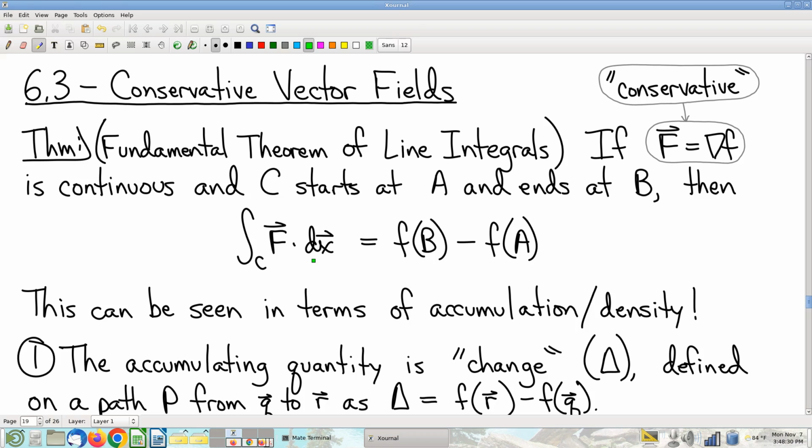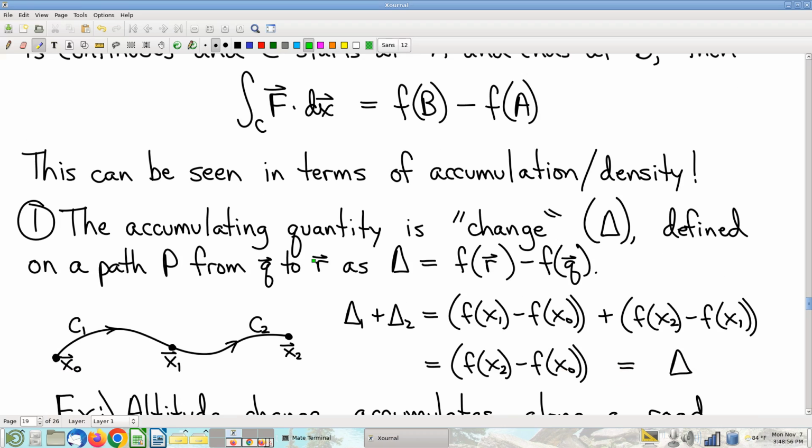All of these theorems, 3 theorems so far that we've seen, are basically: we observe that we've got an accumulating quantity, we rewrite it as a kind of integral, and then we observe that the accumulating quantity has an associated density, and you write down the theorem. Right? So all 3 of the theorems we've done so far fit that form. So same here. Change is the accumulating quantity in question here. This sort of f of the endpoint minus f of the starting point. I claim that change is an accumulating quantity over curves.